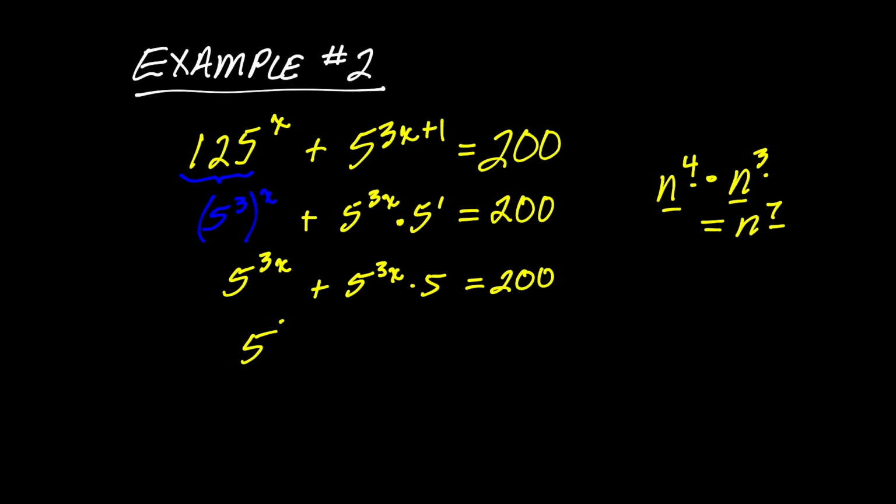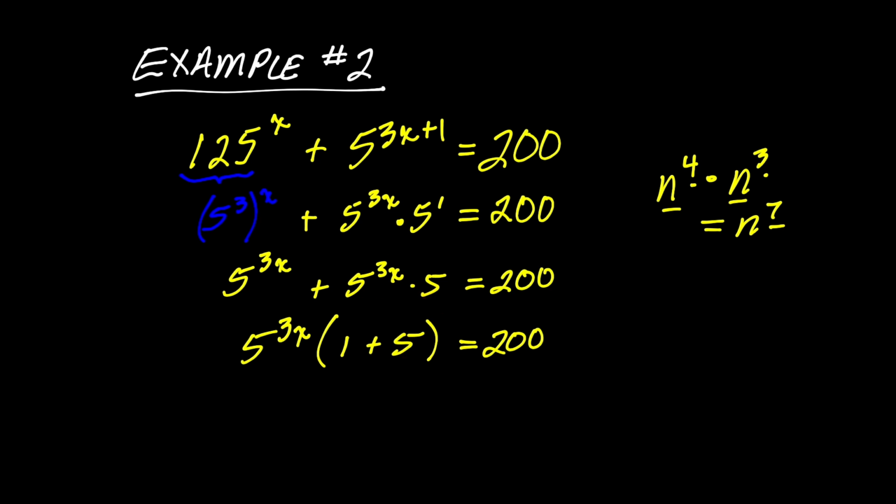So I've shown you 2 examples here. This is a very common mistake among students. So just double check it again here. When you multiply 5 to the 3x times 1, it's just 5 to the 3x. When I multiply 5 to the 3x times 5, it's 5 to the 3x times 5.